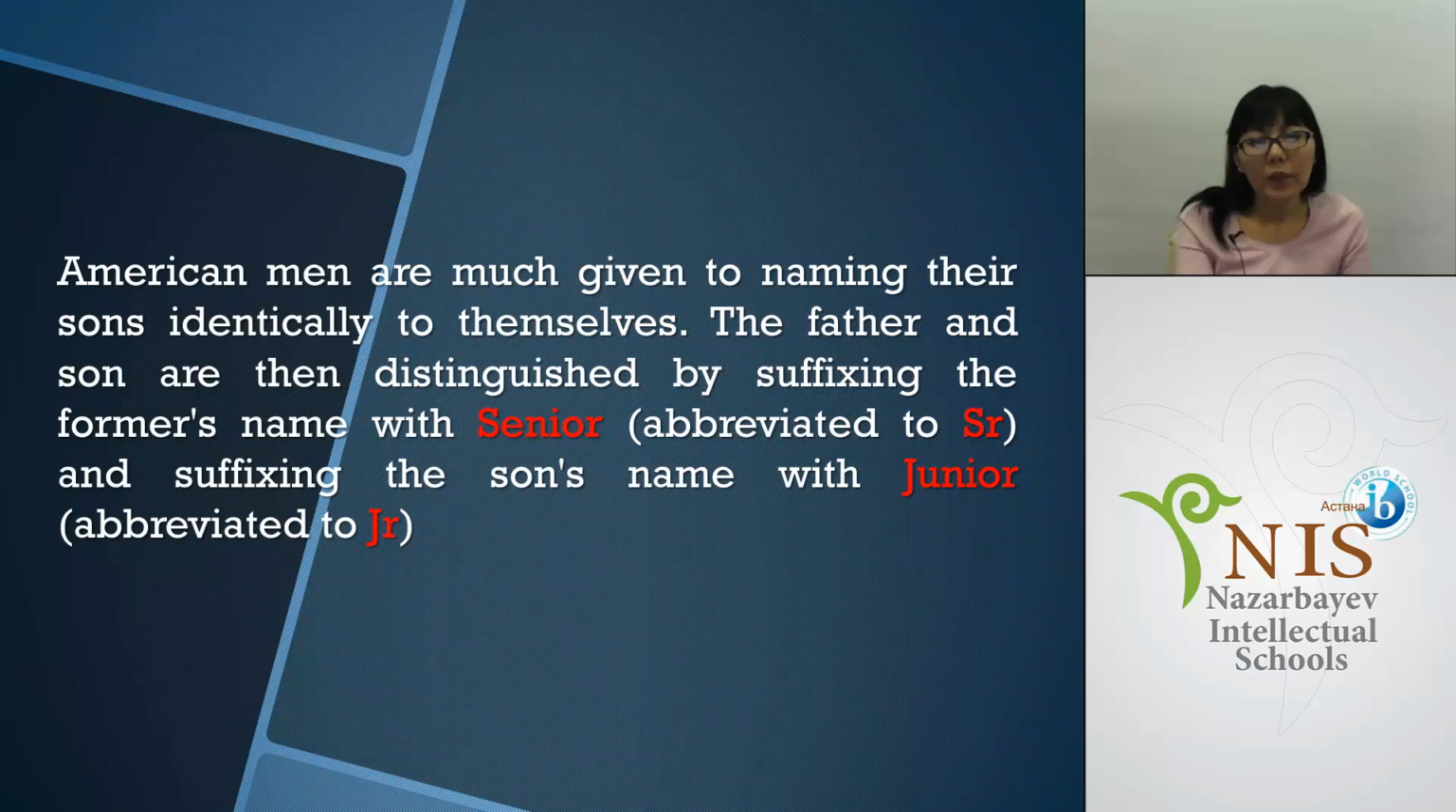And for example, American men in most cases name their sons identically to themselves, and the fathers and sons can then be distinguished by suffixes or formal names, for example, senior, junior. Senior can be abbreviated as SR, and junior as JR. It means that he is the son of his father. So by these added names, they identify their belonging to one family.